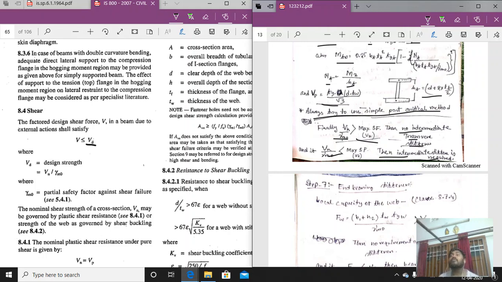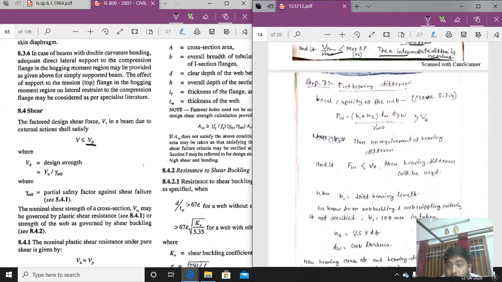End bearing stiffeners will be required to resist the extra shear force that I have told you, from the shear force diagram. But transverse stiffeners are required only when the shear capacity is less than the applied shear force. So for that we have to design the transverse stiffener. So the basic design of the plate girder is over. Now we will go into the design of the stiffener. That is the important portion for us.